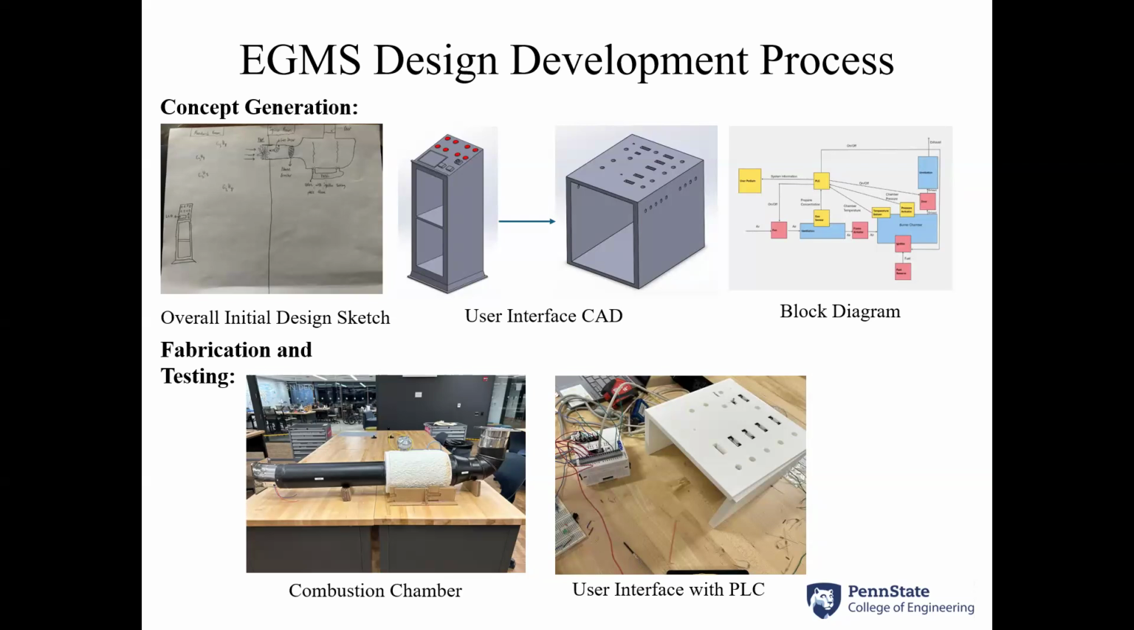As you'll see on the bottom of the slide, we have two pictures of our finalized products. On the left, you'll see the combustion chamber. From left to right, you'll see the exhaust fan feeding into an intake tube, which then feeds into the combustion chamber where we will be combusting the propane in certain concentrations, and any byproducts would be exited to the right with an exhaust fan. On the right picture, you'll see the finalized user interface.